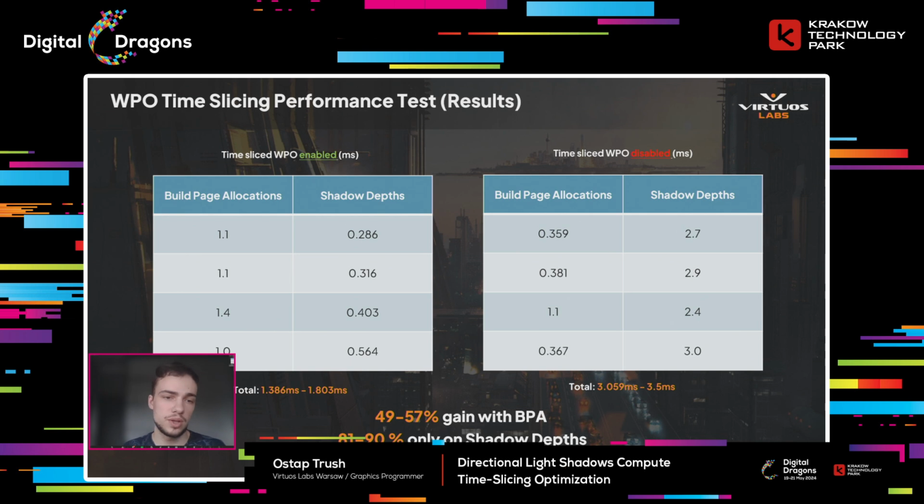And it should also be noted that build page allocations take longer with world position offset, essentially because here we showcase the worst case scenario for the world position offset time slicing. So in reality, on an average scene, the average gains with build page allocations could be even greater.